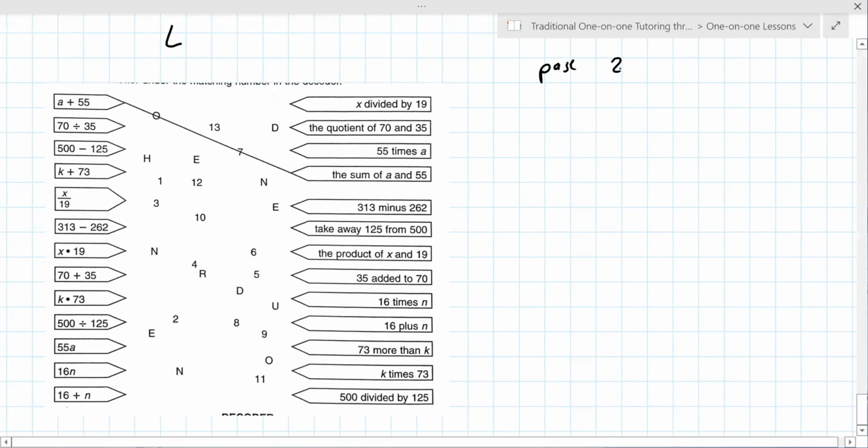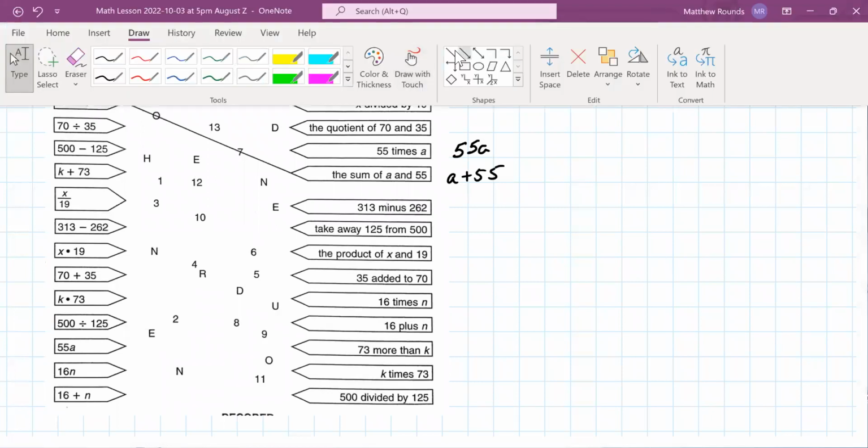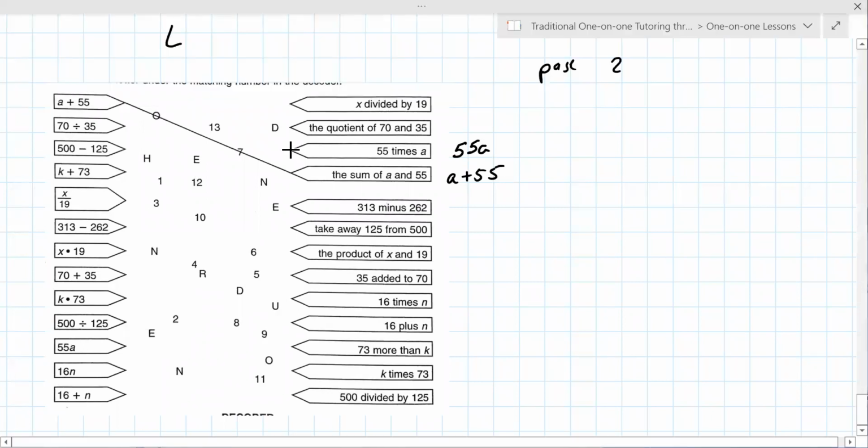So I actually think it's better to look at the right side. The sum of A and 55 is A plus 55. And then you connect it to the one on the left, 55 times A. I would write it and then, let me see if I can get a better ruler here. And then you can connect with, so mine doesn't really kind of okay there.